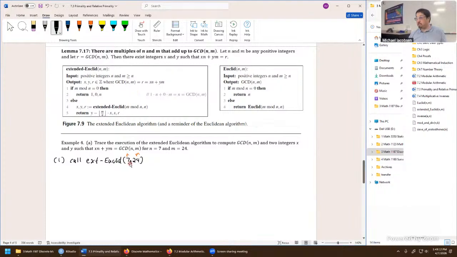Doesn't happen here, because when we go to take m mod n, we're taking 24 mod 7, and that's coming out as a 3. It's non-zero, so we don't hit this step here, which means we skip down to the else block. Else block runs.